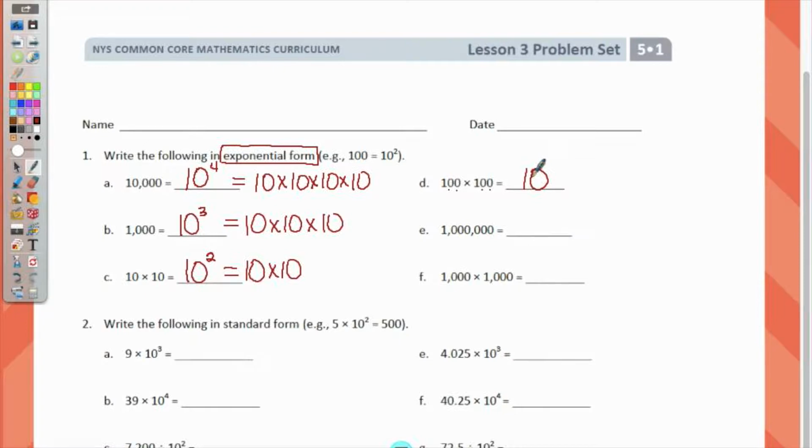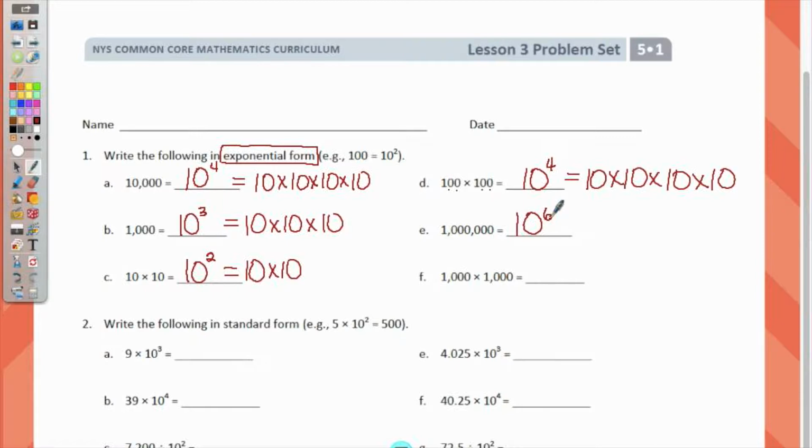So 10 to the what power, Zoe? On D. Well, how many zeros do you see all together? 4. Okay, so it's 10 to the 4th power. If you didn't write this, please write it now. Alea, what about E? How many zeros do you see on E? 1, 2, 3, 6. Okay, so 10 to the 6th power. I won't make you write 6 10s, boys and girls, unless you just want to.